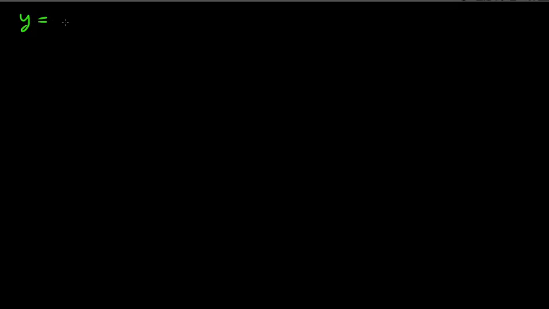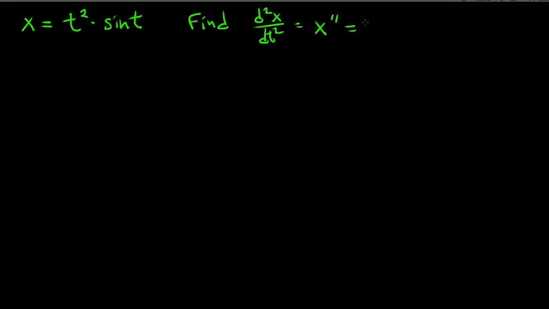So let's actually go back to t, I think. So suppose x is equal to t squared times, I was going to do tangent. Okay, let's do sine of t then. So t squared times sine t. And we want to find the second derivative of x with respect to t. So you can write x double prime, but be careful, that's not the second derivative of x with respect to x, because in fact that would be 0.